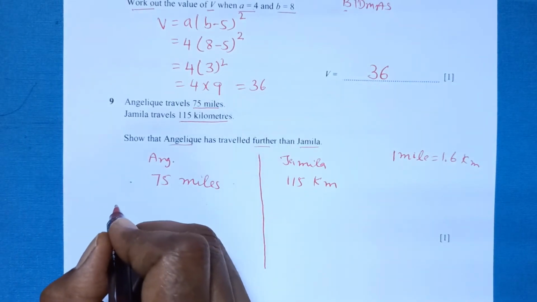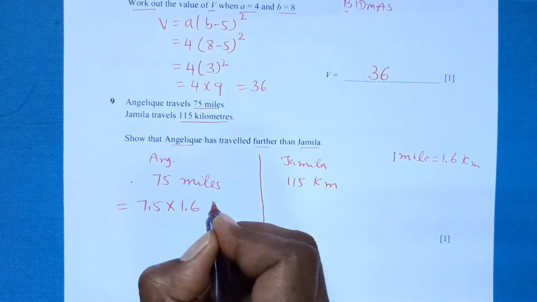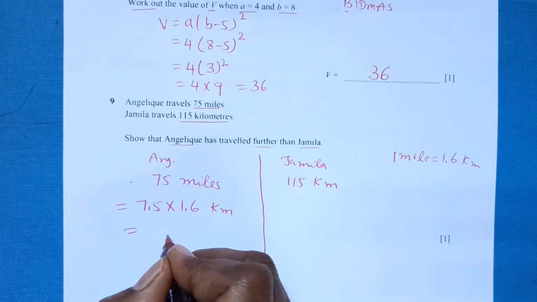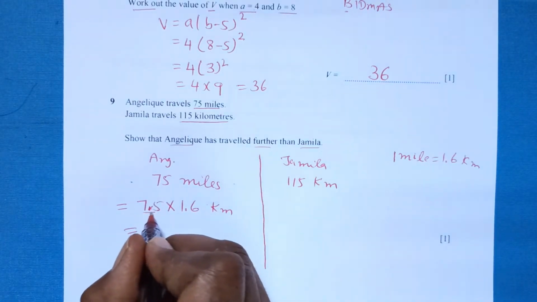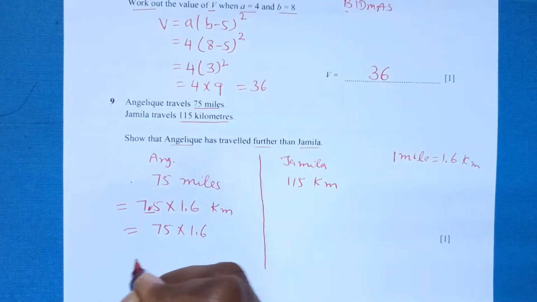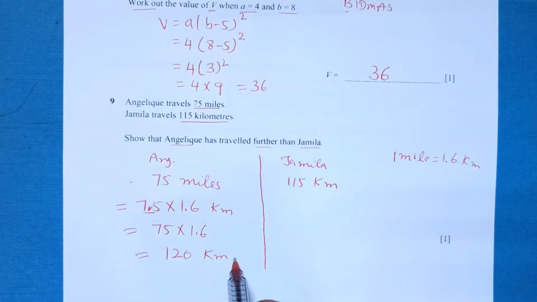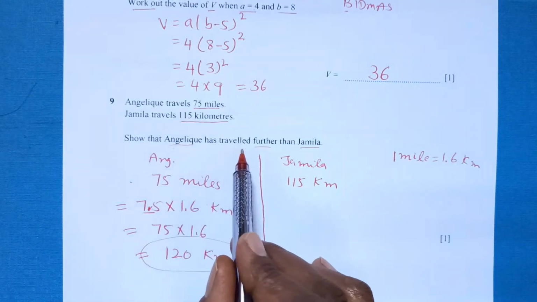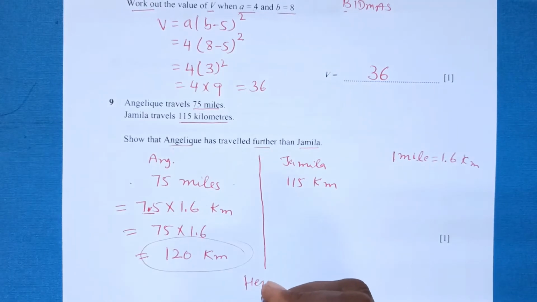So to convert 75 miles, we are going to multiply by 1.6. It will convert this into kilometers. 75 times 1.6 is 120 kilometers. So we can see this distance is more. That's what we need to show, that Angelic has traveled farther than Jamila. So we can write down, hence proved.